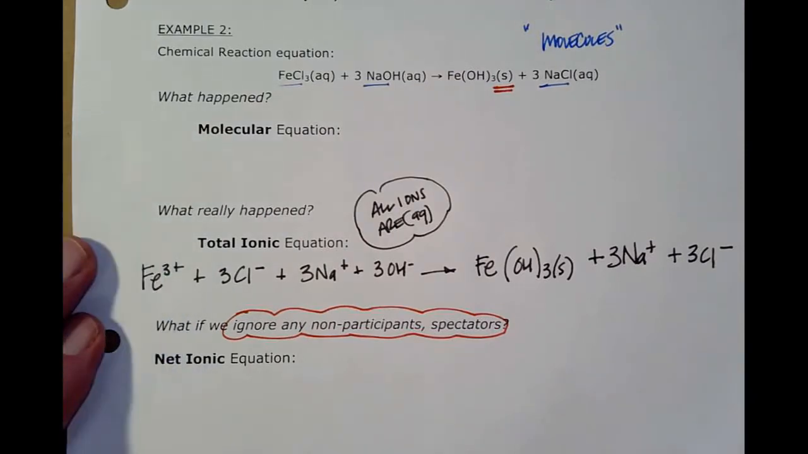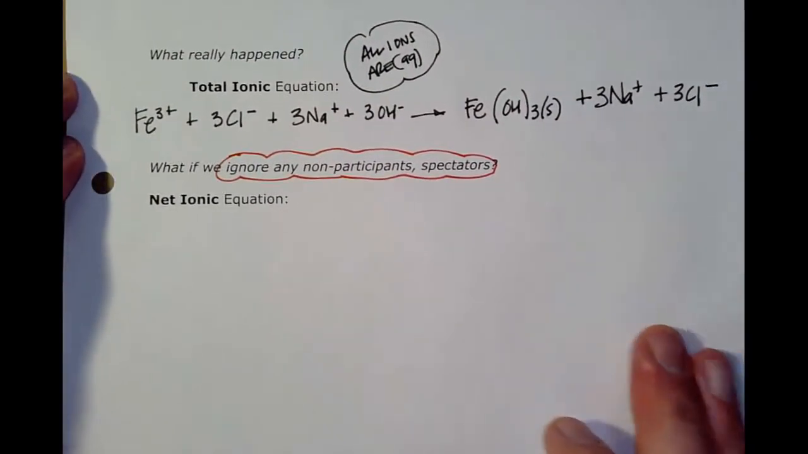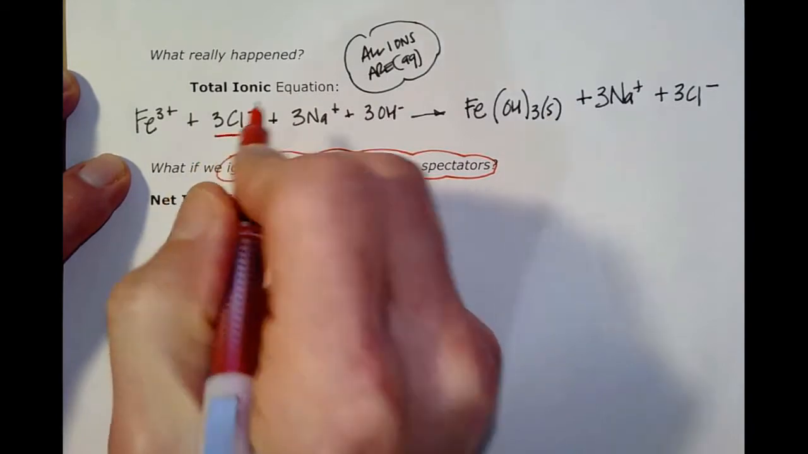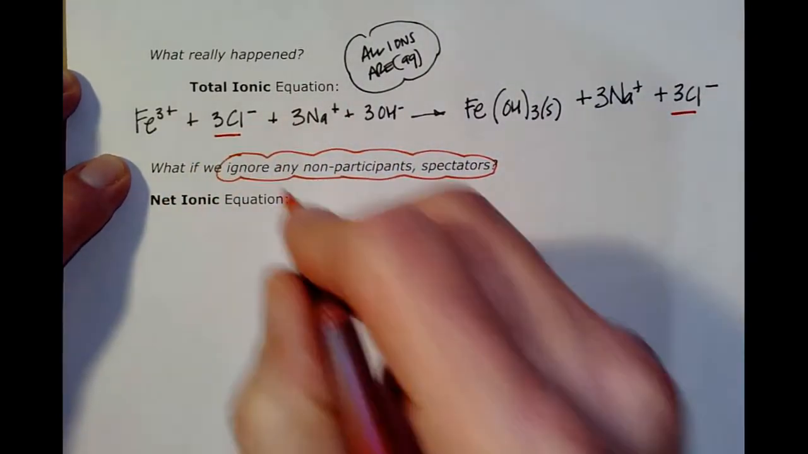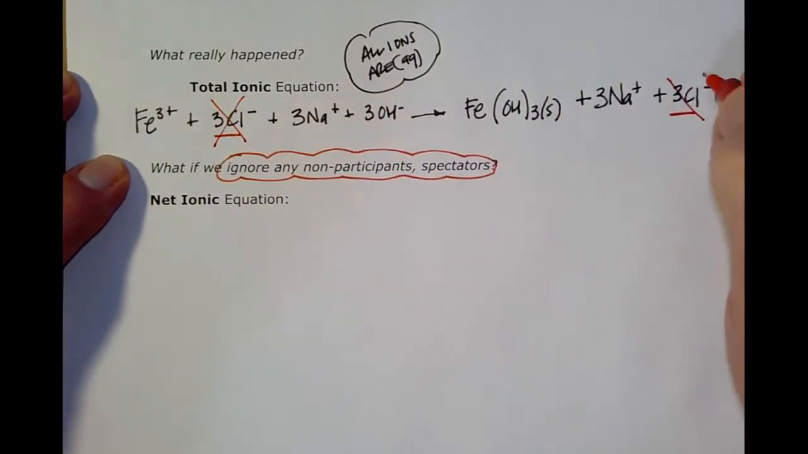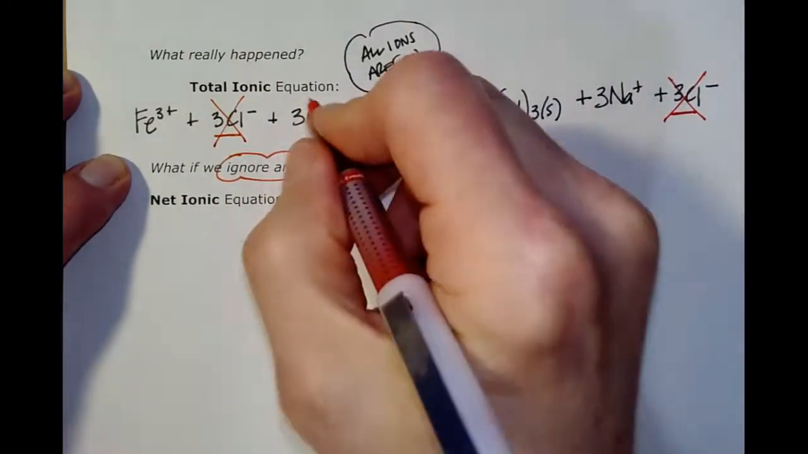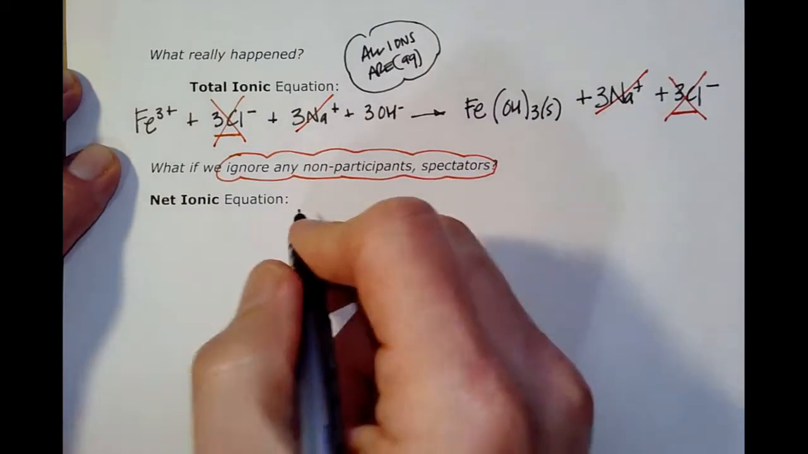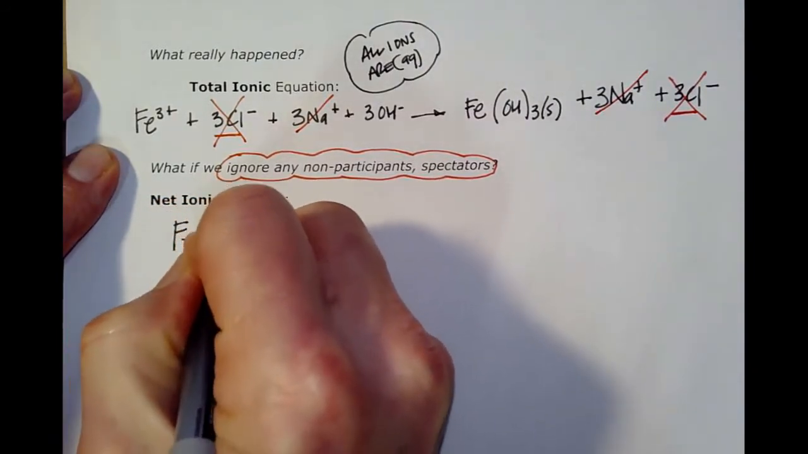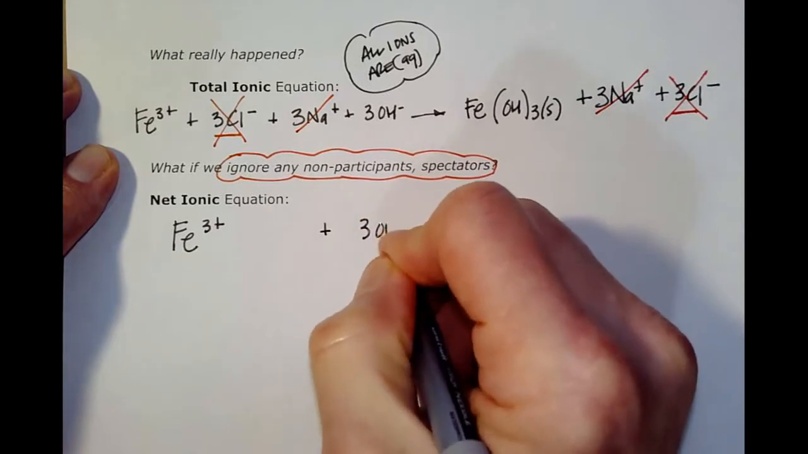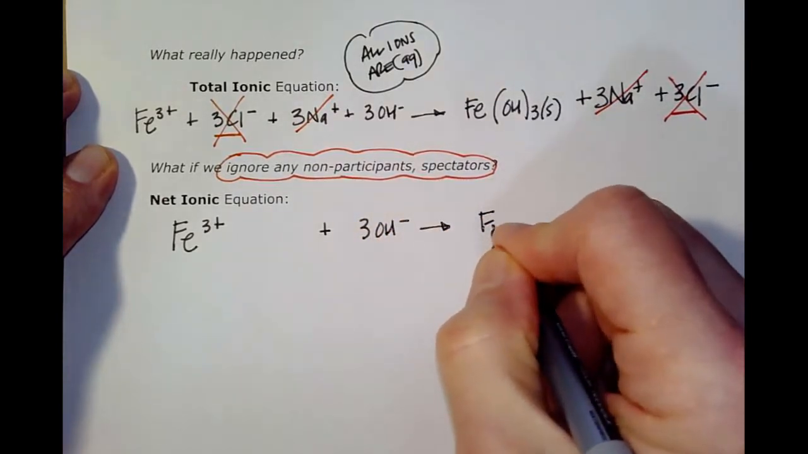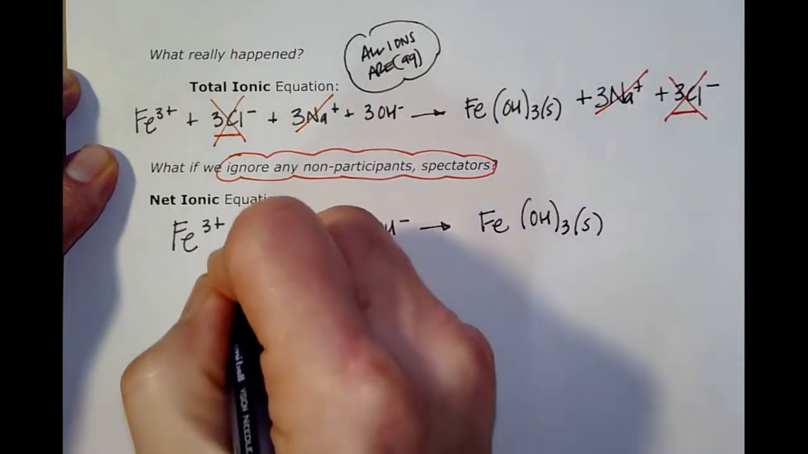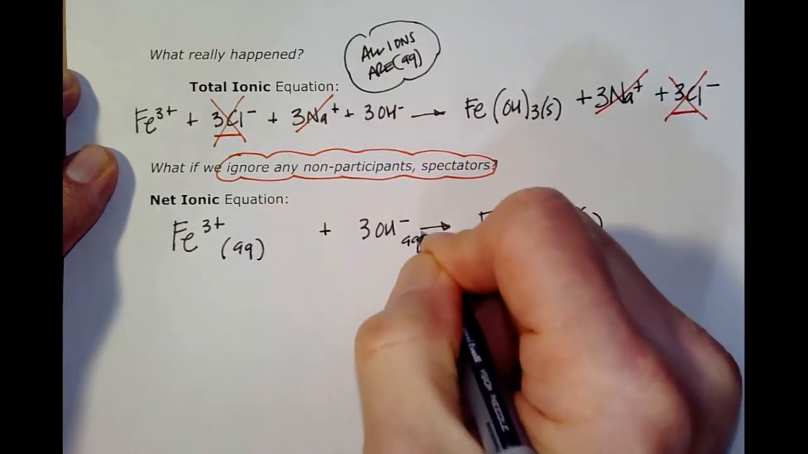And now, well, okay, that's the sort of honest, full picture. But if I said, let's ignore anything that stays exactly the same on both sides, I go, well, that and that are identical. 3 chlorides on the reactant side, 3 chlorides on the product side, no difference. 3 sodium ions, 3 sodium ions, there's no difference. So the net ionic is Fe3+ plus 3 OH- gives me this iron 3 hydroxide. Now, here I might as well write aqueous and aqueous.